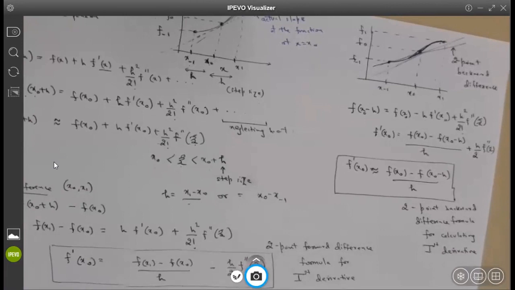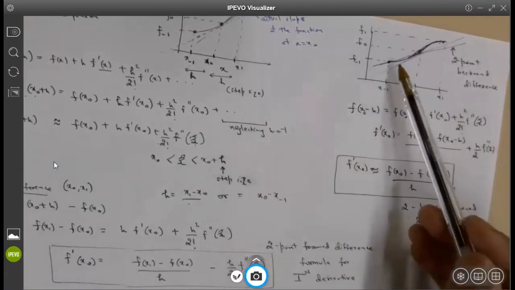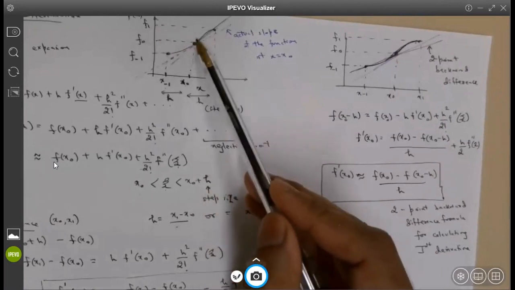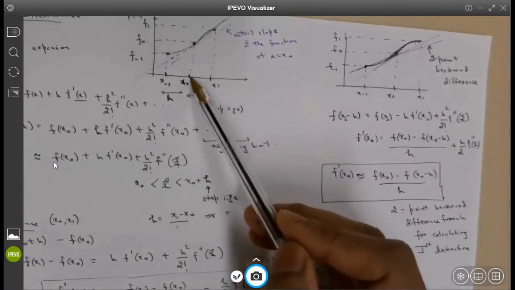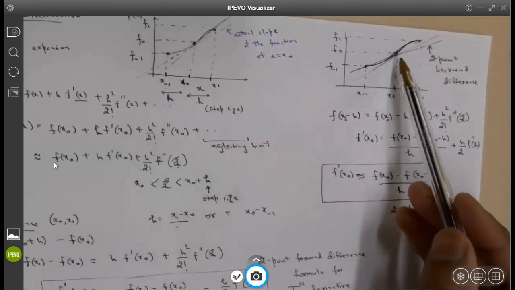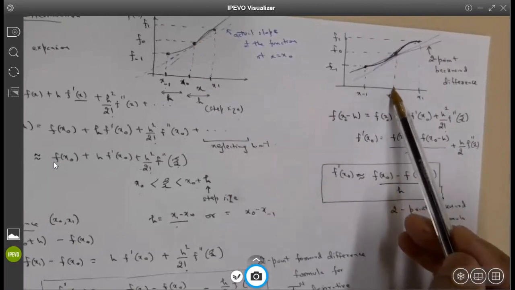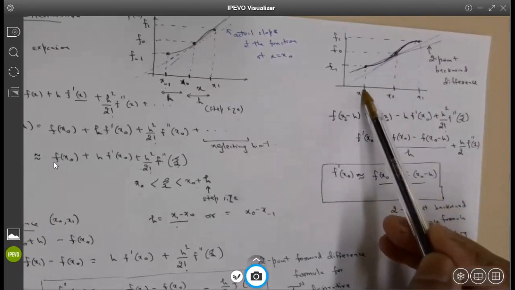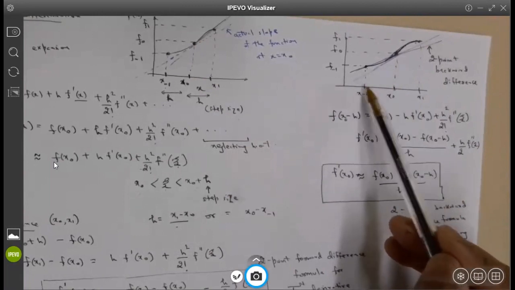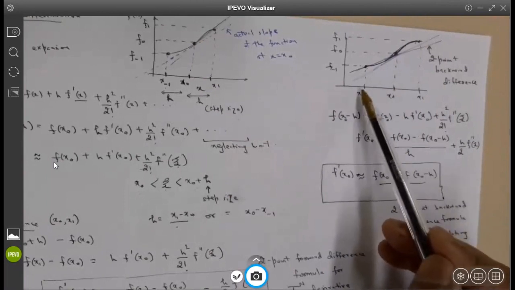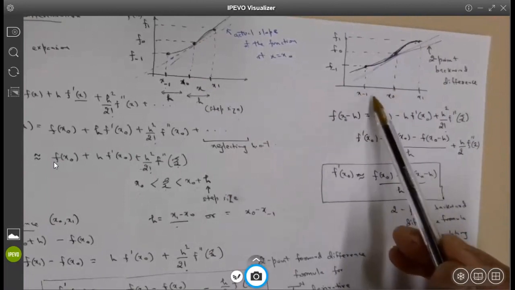Okay. So it basically says that I am not using these two data points, but I'm using the previous data point. I'm interested in finding the slope or the derivative of the function at x naught. But to find that, I want to use this point and another point which is coming before this point, x naught. So x minus 1 and x naught.